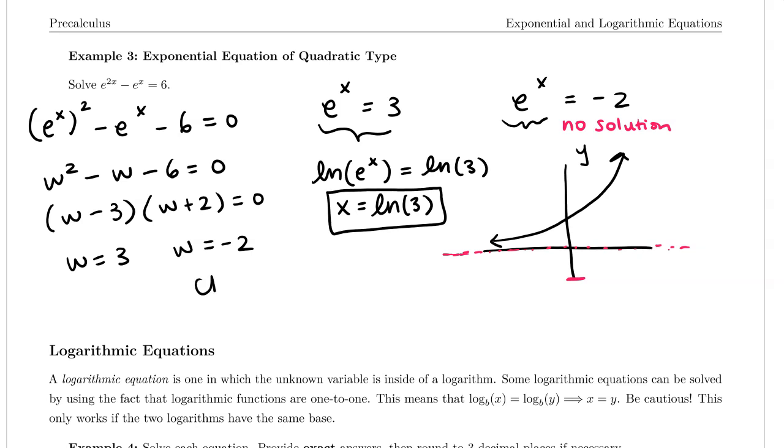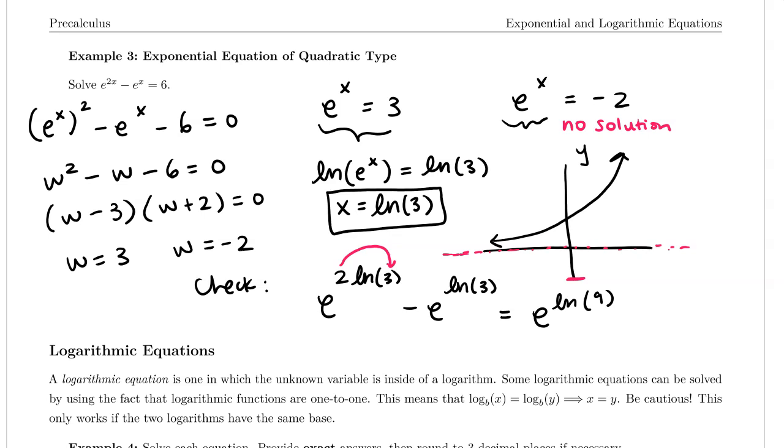Let's check by plugging it back in really quickly. I would have e to the power of 2 times the natural log of 3 minus e to the power of the natural log of 3, and we want this to end up equaling 6. So let's see if that happens. On my first term, I can use the power rule and bring this 2 inside of my natural log. So that's going to end up being e to the natural log of 3 to the power of 2, which is 9, minus e to the power of the natural log of 3.